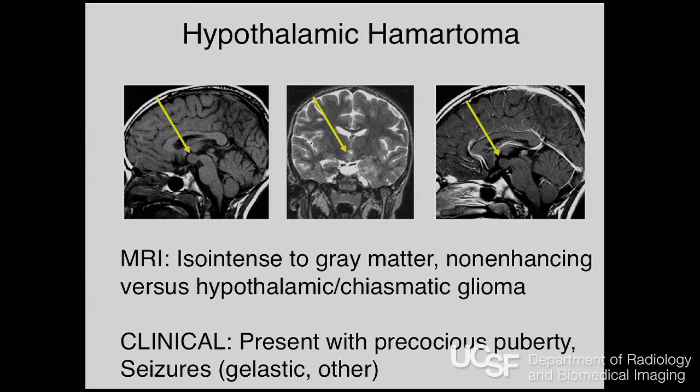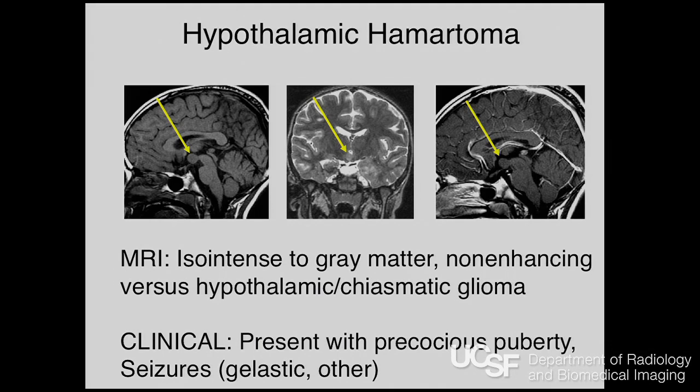Other lesions that can occur in the suprasellar or hypothalamic areas are hypothalamic hamartomas. They can be pedunculated or sessile. They should follow gray matter on all your sequences, and they should not enhance. Now, in the radiology literature, we're typically taught that these hamartomas are associated with gelastic seizures. It's important to note, however, that you can have other types of seizure semiology associated with gelastic seizures.